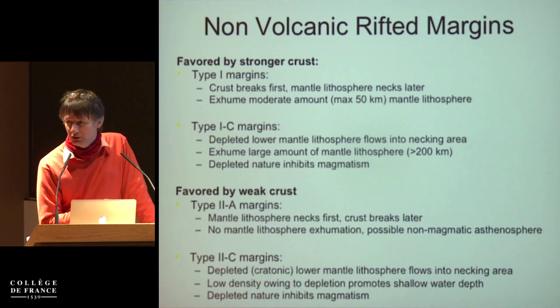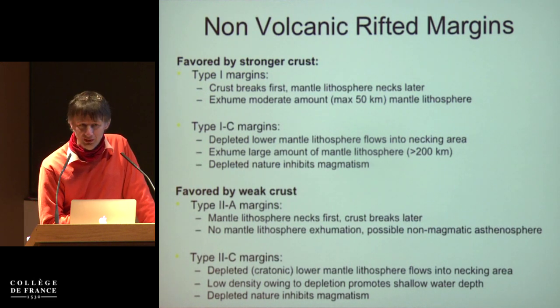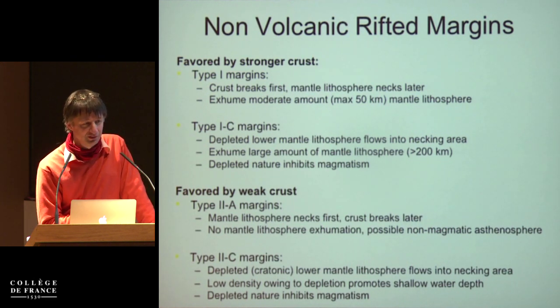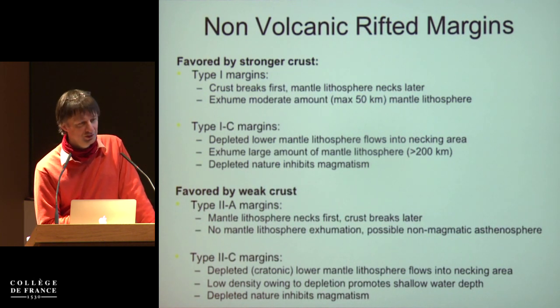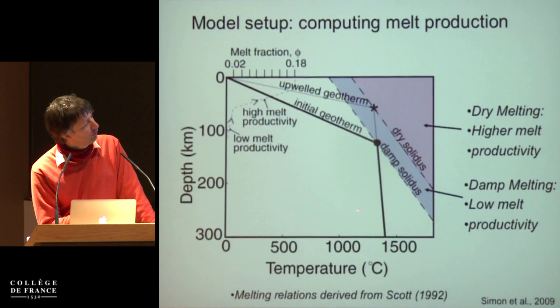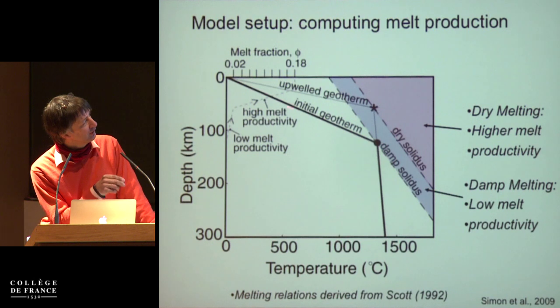Now, since there's been quite a lot of discussion about magmatism today and yesterday, I thought I'd at least show you one case that includes magmatism, although it's not the main focus of this talk. I thought it might be interesting for some of you to see some of this. And so we know from melt relations that melting below mid-oceanic ridges happens in two stages.